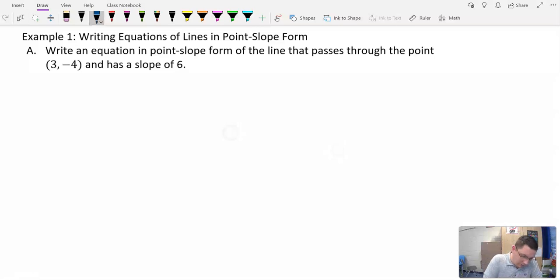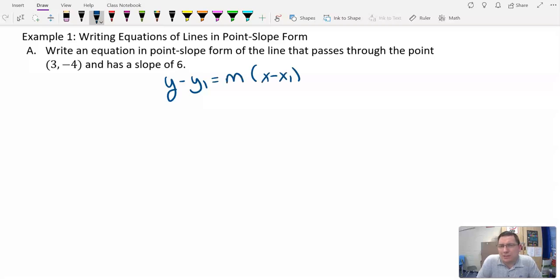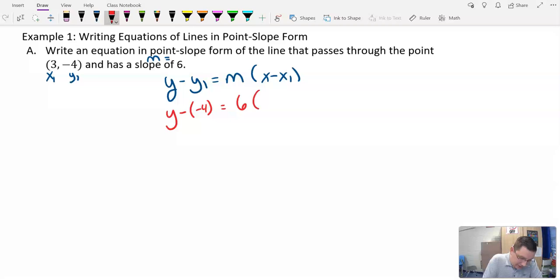And so remember that point slope form is y minus y sub 1 is equal to m times x minus x sub 1. Remember that any time that you're using a formula, write the formula out first and then substitute into it. And so we're given this ordered pair 3, negative 4. And so this will be my x sub 1, y sub 1. And it has a slope of 6. And remember, slope is your m, so m is equal to 6. And so we're going to substitute where everything belongs. y minus negative 4 is equal to 6 times x minus 3.